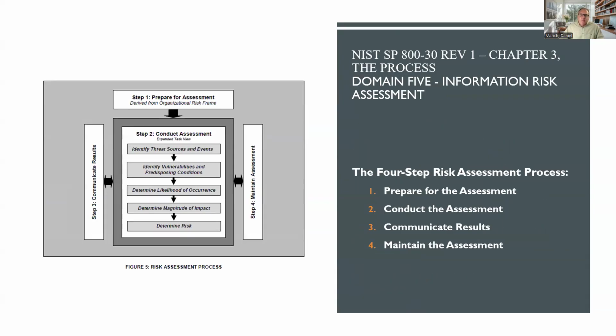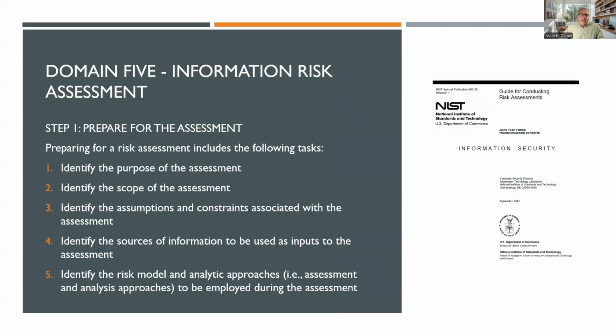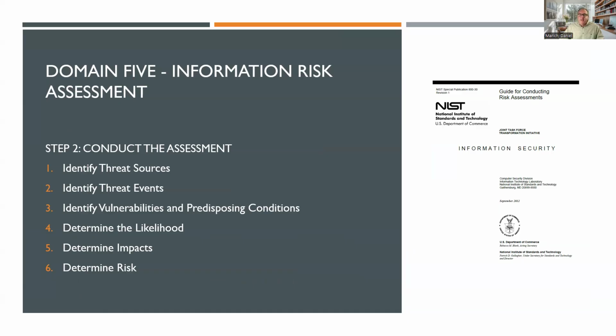Right. Then we get into the 4-step risk assessment process, as shown here by the diagram from the actual SP 800-30 document. Then know the steps. I'm not going to go through them, the tasks. So know the tasks here. Need to know this, all right? Step 1, prepare: purpose, scope, assumptions, constraints, sources used as inputs, all right? Risk model, right? What is the assessment analysis approach? Know these concepts.